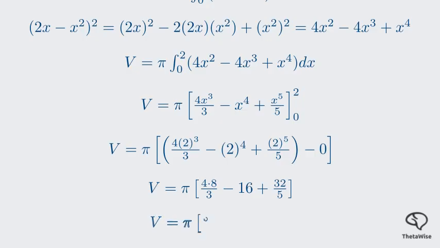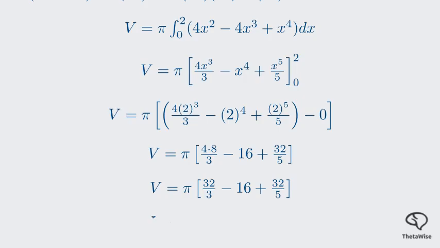This simplifies to pi times 32 over 3 minus 16 plus 32 over 5. To combine these, we need a common denominator, which is 15. This gives us V equals pi times the quantity 160 over 15 minus 240 over 15 plus 96 over 15. The sum is 16 over 15, so the final volume is 16 pi over 15.